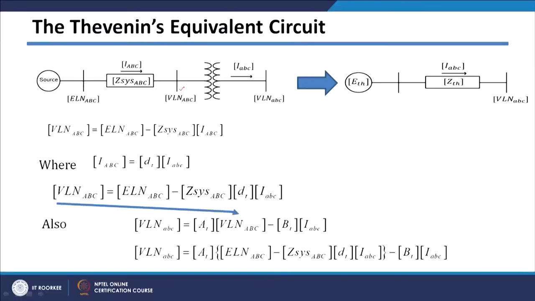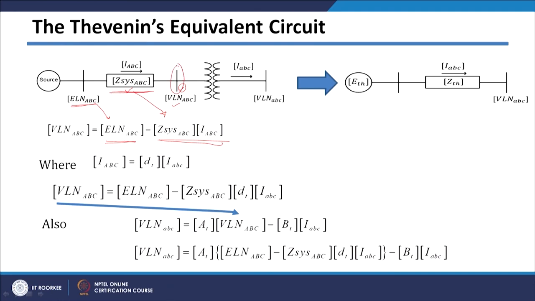If you see the voltages VLN ABC, these voltages will be nothing but these voltages here minus the impedance drop which is happening across this transmission line. That can be written by this equation. So, these voltages will be equal to these voltages here minus the voltage drop across this line. So, VLN ABC we got, the voltages at this point.